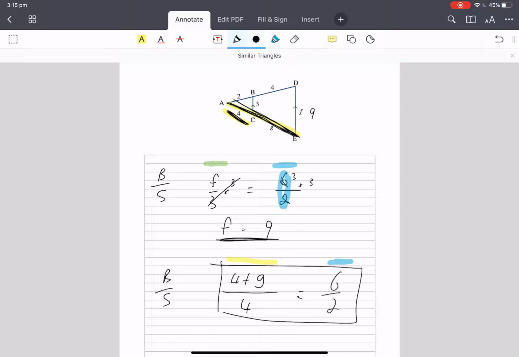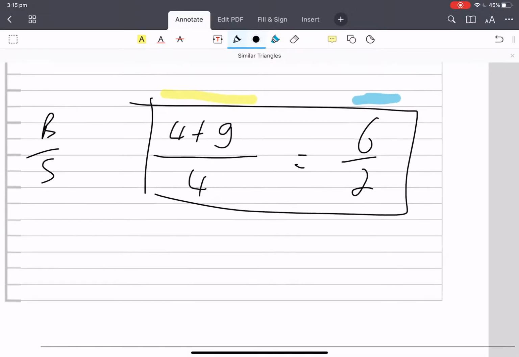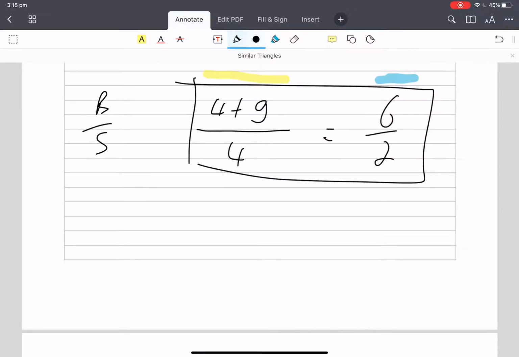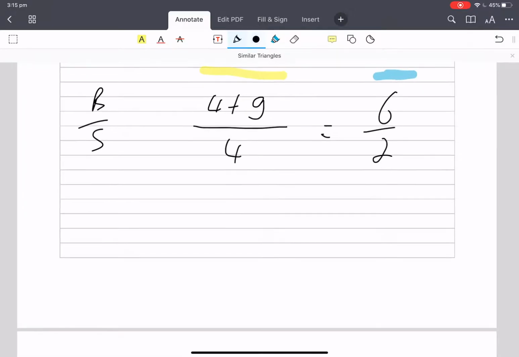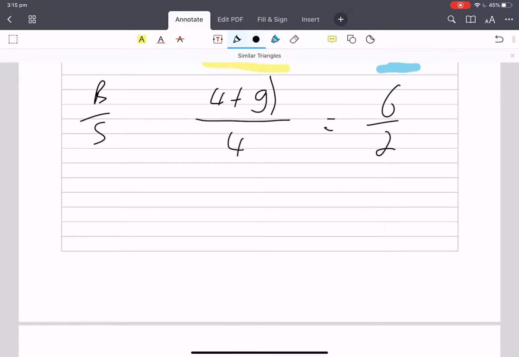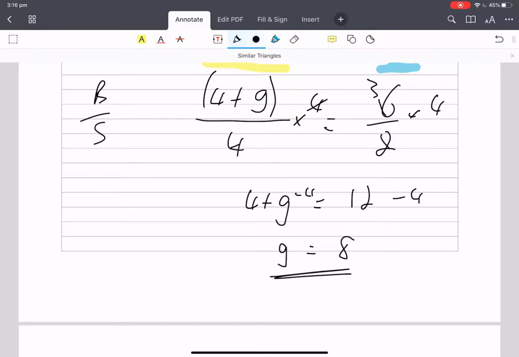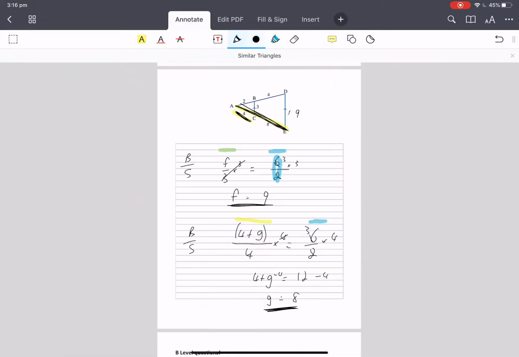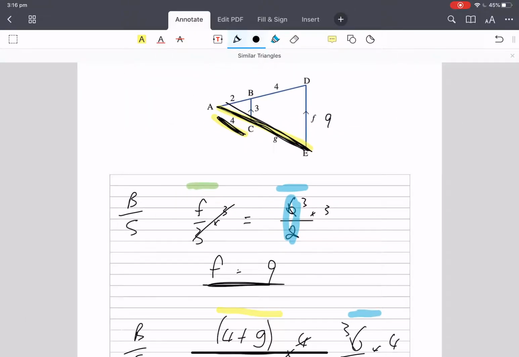So we're going to have, there is our one-step equation. I wish it was a one-step equation. It's not. Tricked you, it's a two-step equation. Oh my gosh, how are we going to do that? We want to get rid of that 4. So let's multiply both sides by 4. Those cancel, and that's going to be 12. Let's subtract 4. G equals 8.